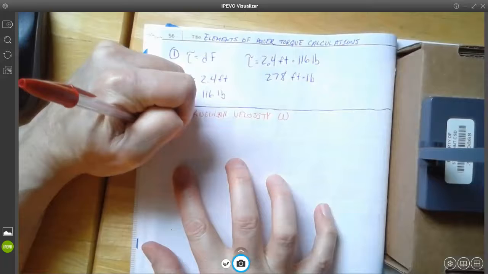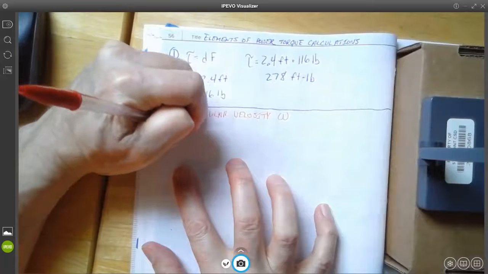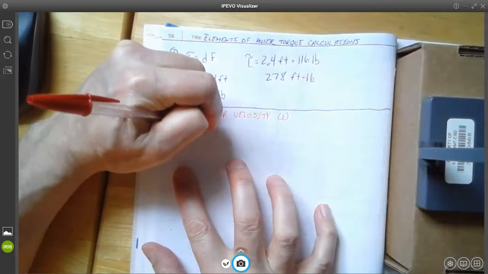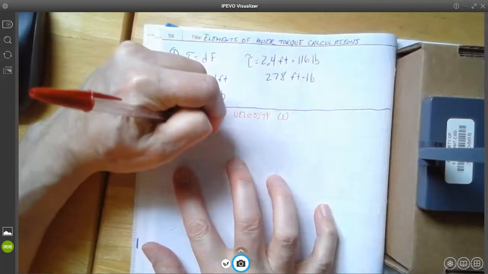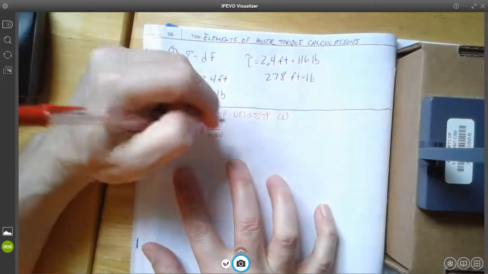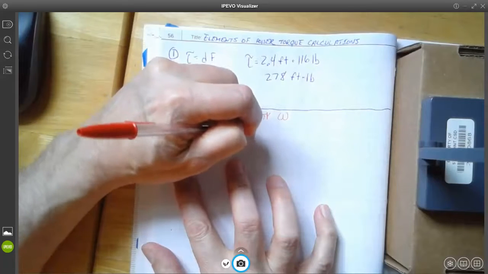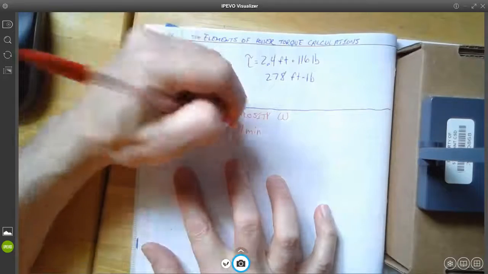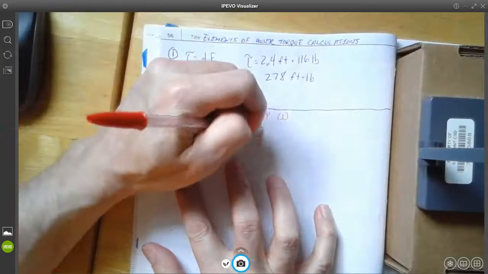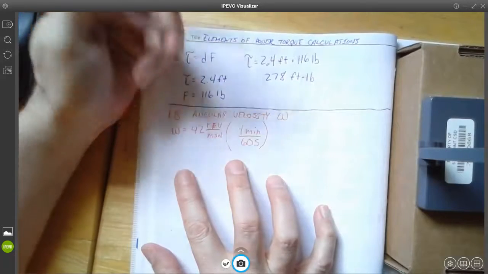I'm going to set this up like this. The angular velocity is equal to 42 revolutions per minute, multiplied times 1 minute over 60 seconds, and I'll close that parentheses, because there are 60 seconds in 1 minute.